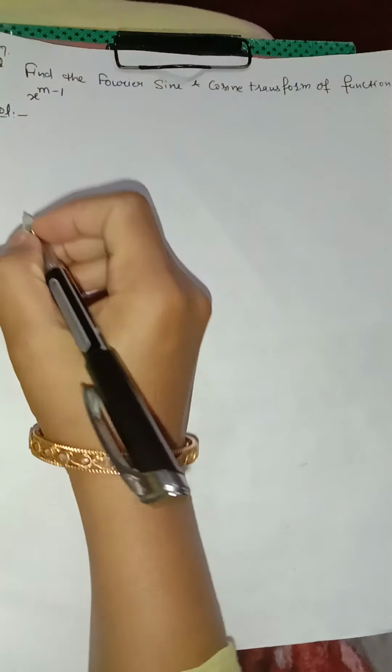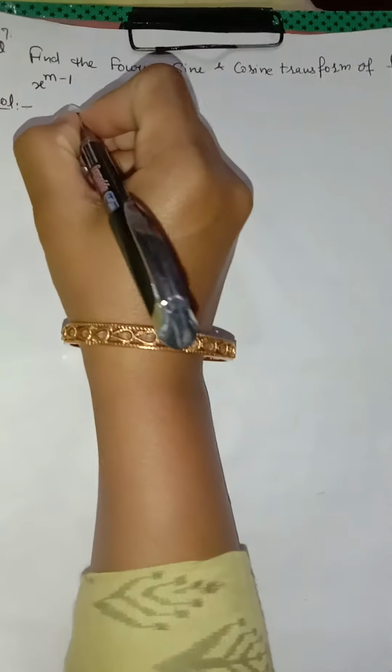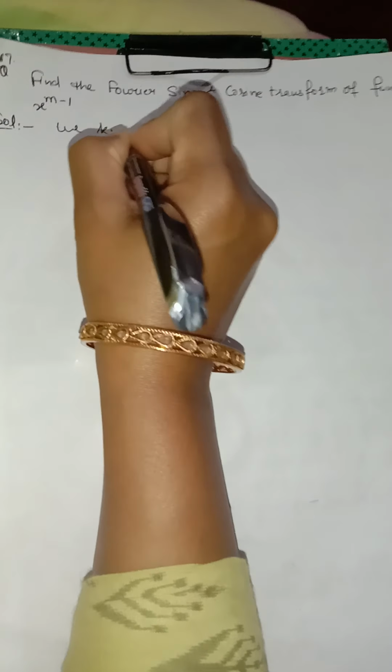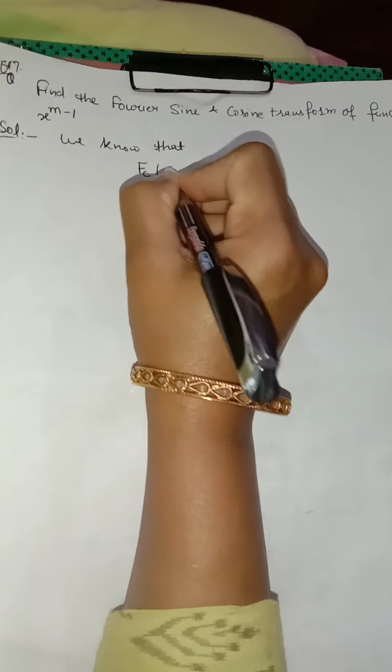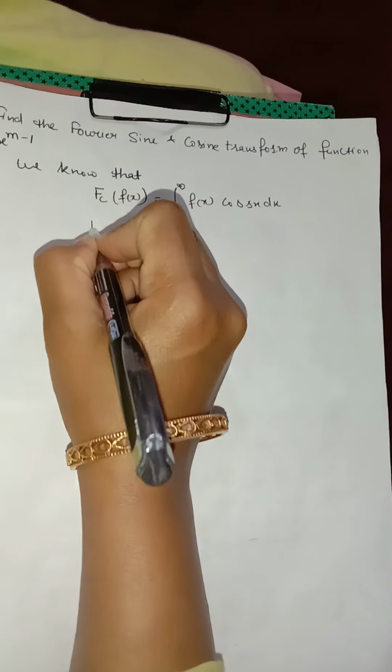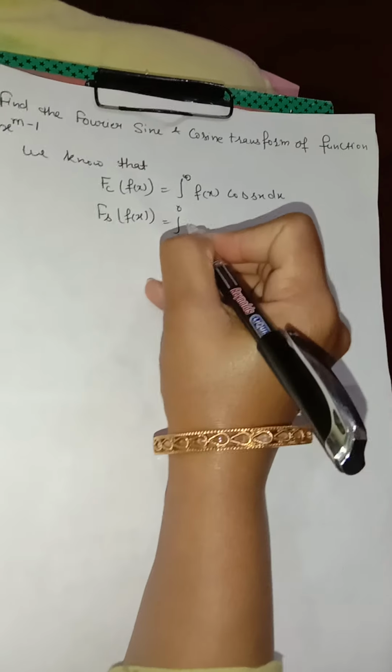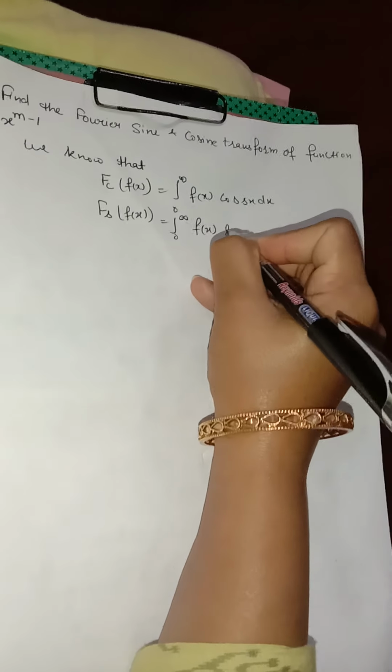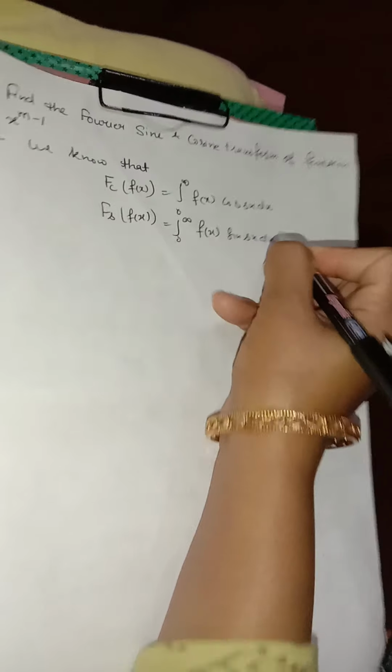Next question, find the Fourier sine and cosine transform of function x raised to power m minus 1. We know that Fourier cosine transform of f(x) is integral 0 to infinity f(x) cos sx dx, and Fourier sine transform can be written as Fs of f(x) integral 0 to infinity f(x) sine sx dx.